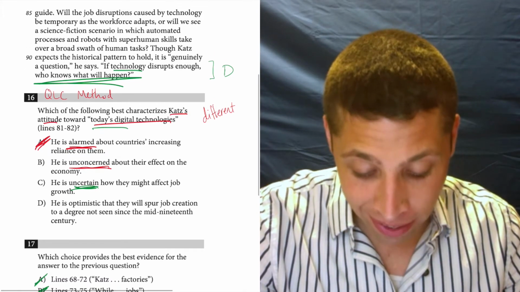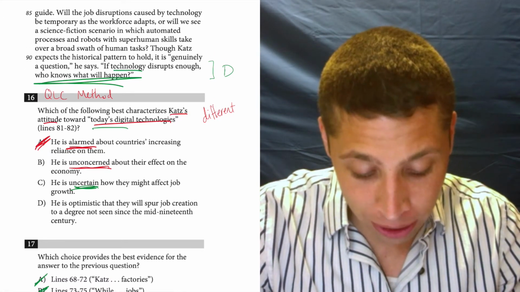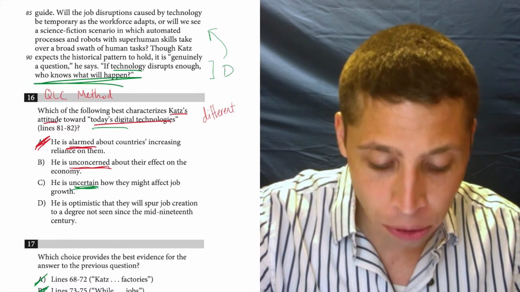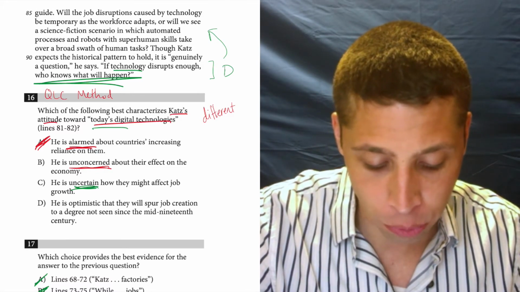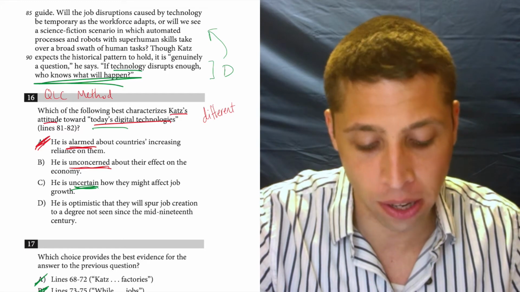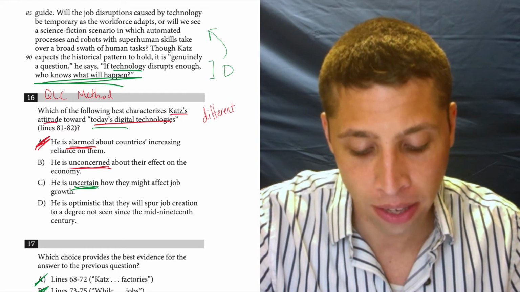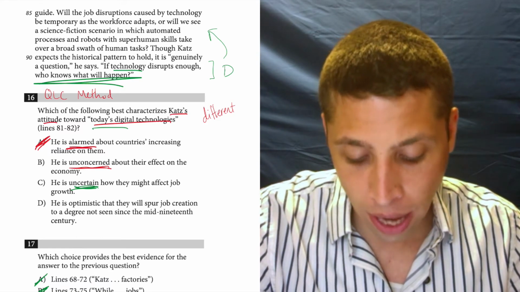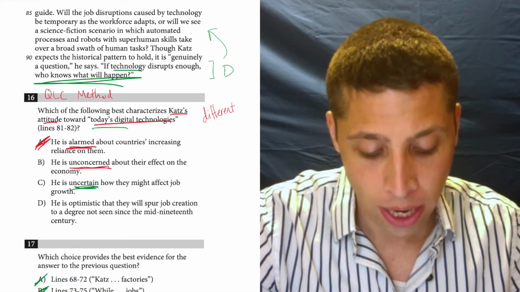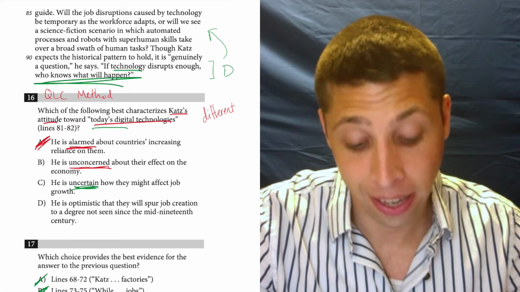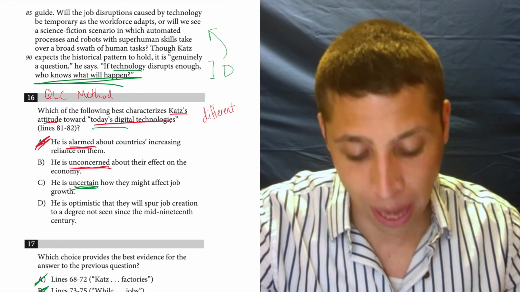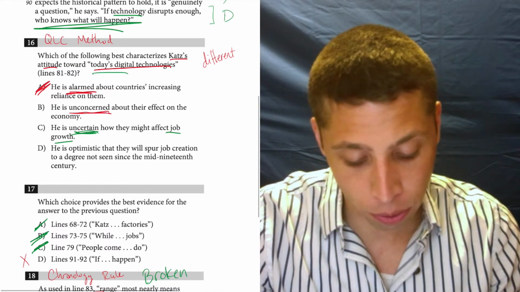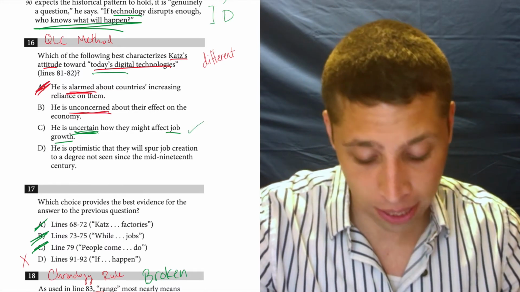Yeah, okay. He's saying, and if we look, we can even go back a little bit and get the context. So, will job disruptions caused by technology be temporary as the workforce adapts, or will we see a science fiction scenario in which automated processes and robots with superhuman skills take over a broad swath of human tasks? Though Katz expects the historical pattern to hold, it is genuinely a question, he says. If technology disrupts enough, who knows what will happen? So yeah, they're talking about jobs. So even this part, job growth, checks off. This looks like the answer, but let's look at D.